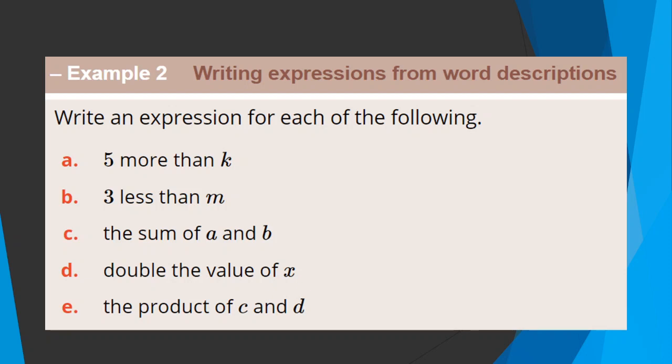So for the first one, we've got 5 more than k. So it's either going to be a plus, a minus, a multiplication, or a division. If we've got 5 more than k, then we can say that we have k plus 5.